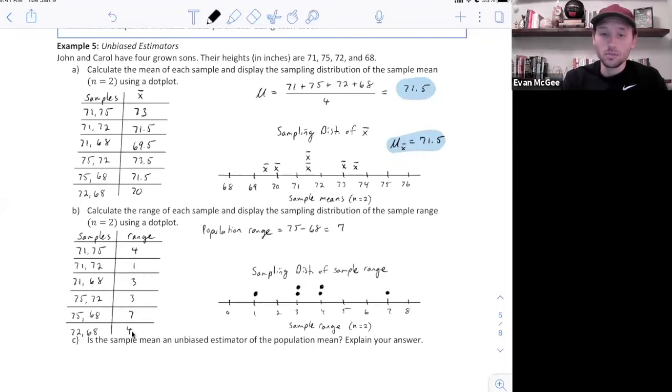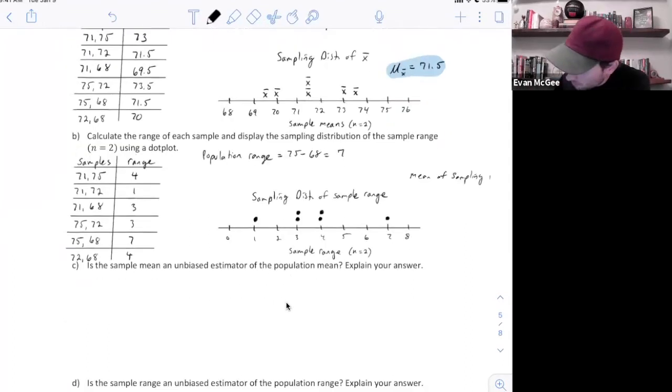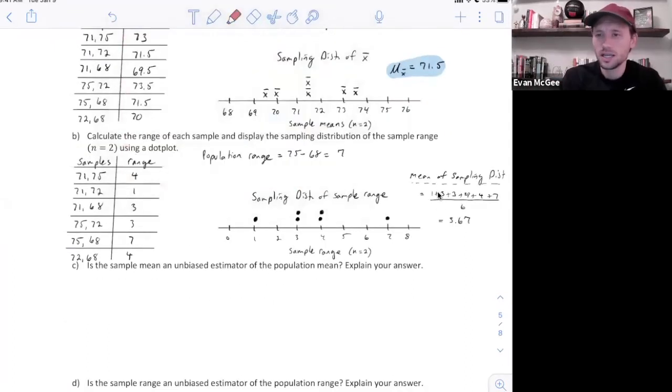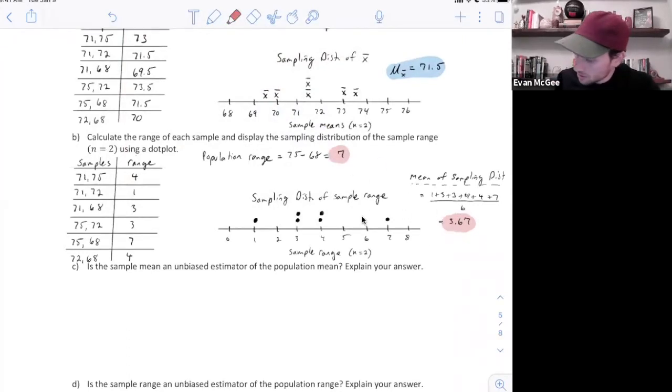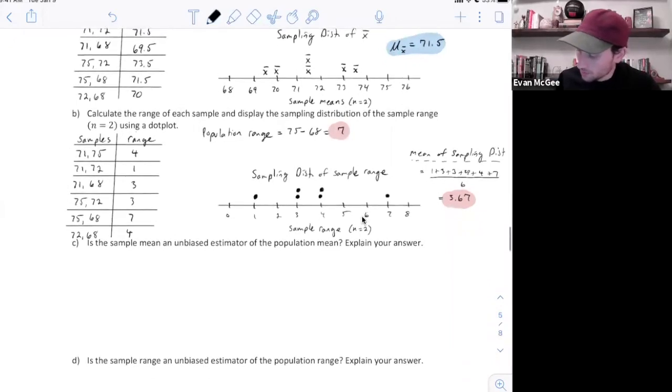So we can add all these up and divide to get the mean of this distribution, which you can see is going to be somewhere about right here, this balancing point. And we would get a mean from this distribution of 3.67. As you can see, I added them together and got that the mean of this distribution is 3.67, which means that since 3.67 is not equal to the population parameter of 7, this is not an unbiased estimator, which you'll see in a second in the next two questions here.